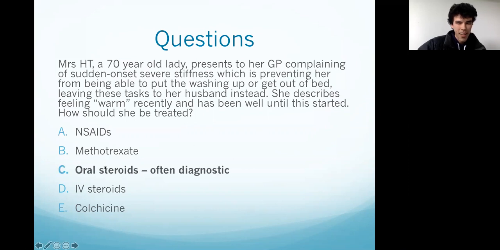Yeah, so this lady has PMR, so she's got sudden onset stiffness. The washing up is that proximal problem in her upper limbs, and problems getting out of bed is that lower limb proximal myopathy. So she should get a whole bunch of steroids to treat her condition. So she'll feel better pretty much in a few days and then maintain those over time. Oh, someone has noticed they're all C.